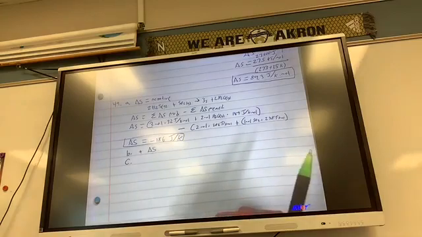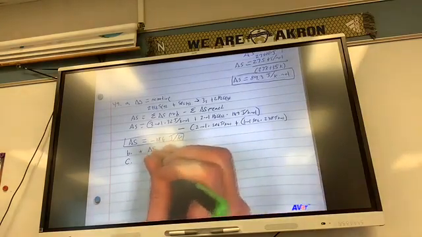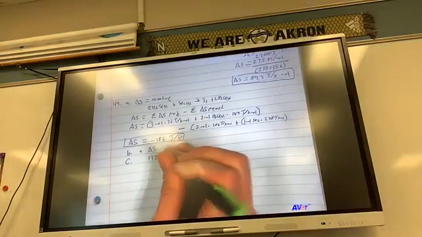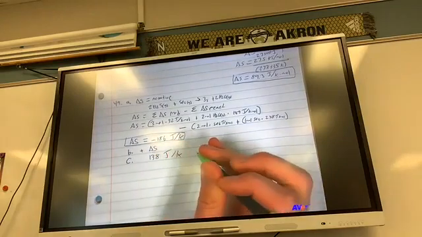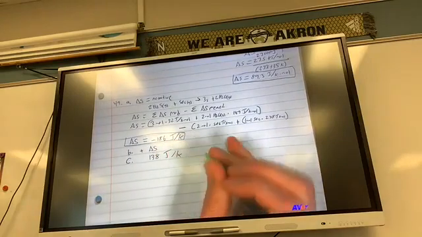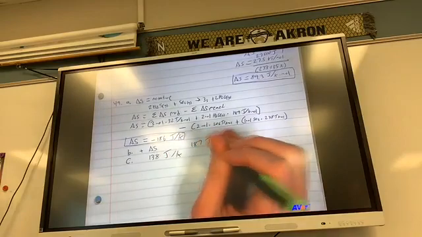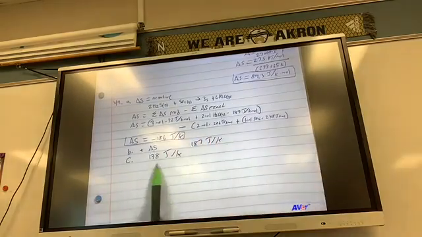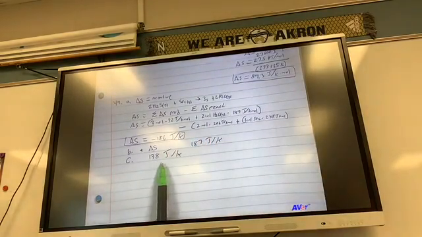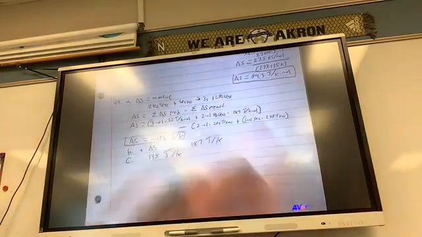So for C, you should have ended up with 138 joules per Kelvin, and for B, you should have ended up with 187 joules per Kelvin. I'm just going to give you those so you have them. So C does end up being positive, but it's not like you can really tell by looking at that.